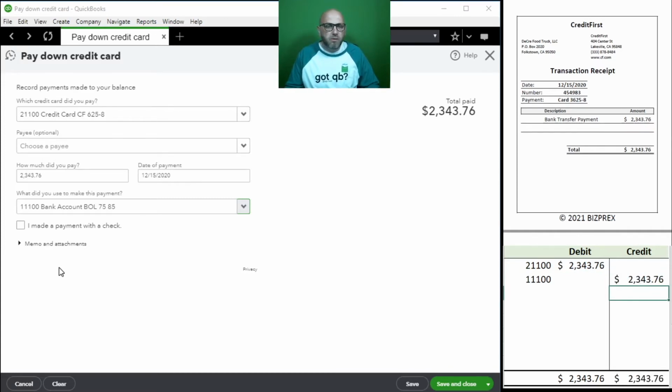Okay, so here we are. This amount right here is a credit to account 11,100, and therefore it reduces it. And this amount right here is a debit to this account 21,100, and therefore it reduces it because it's a liability. Liability is reduced when debited, and assets are reduced when credited. And that's what's happening. Our liability is reduced and our bank account is reduced because we're paying down that liability with our bank account. Okay, so save and close.